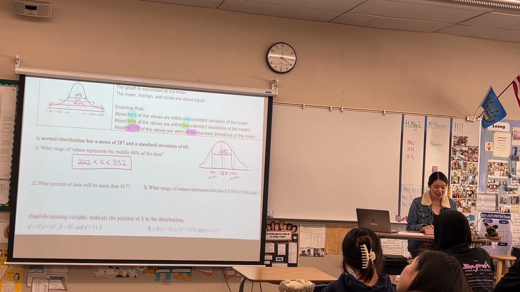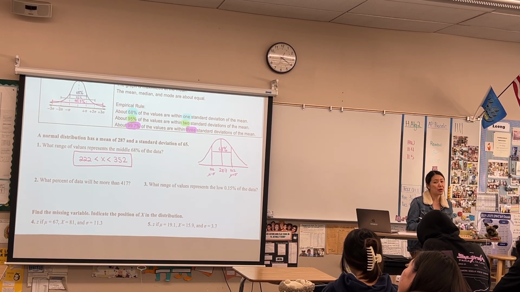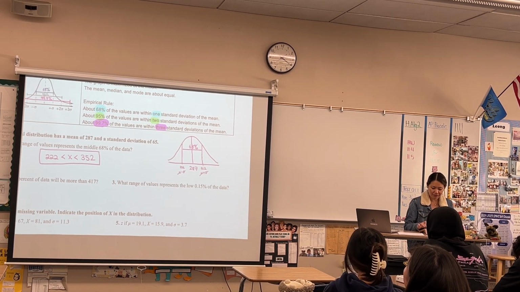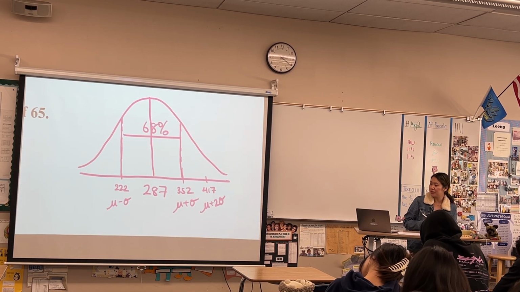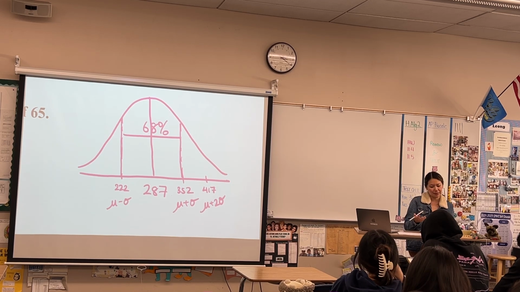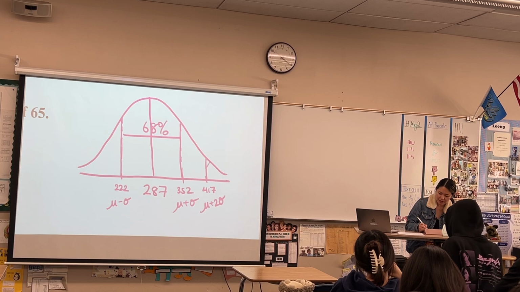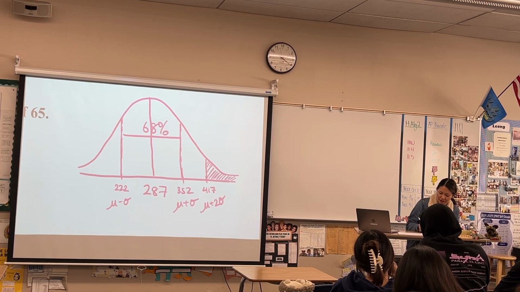Okay, part 2. What percent of data will be more than 417? If I add another 65, I see that 417 is 2 standard deviations above the mean. So I'm trying to figure out what percent is more than 417. So I'm trying to find this area up here.